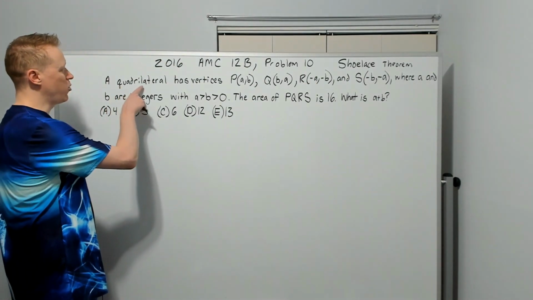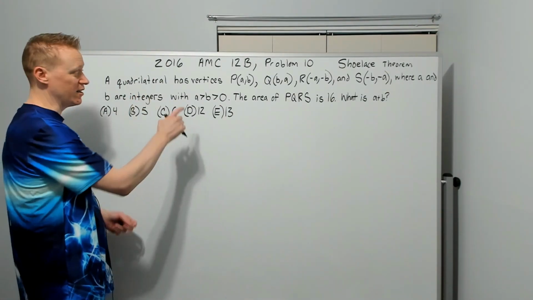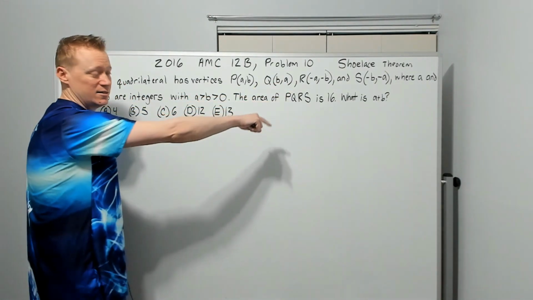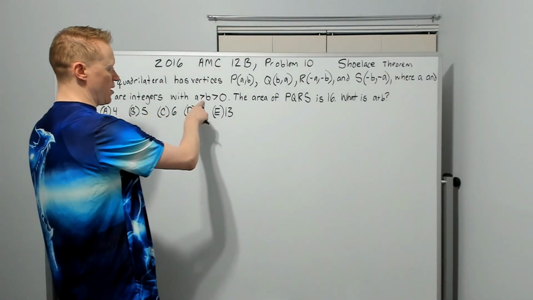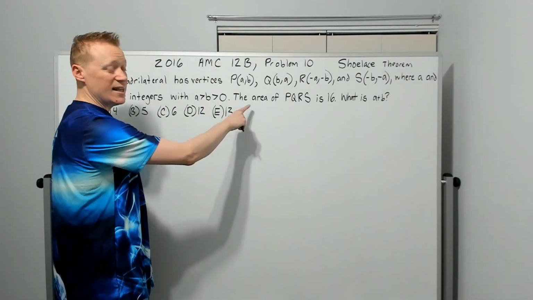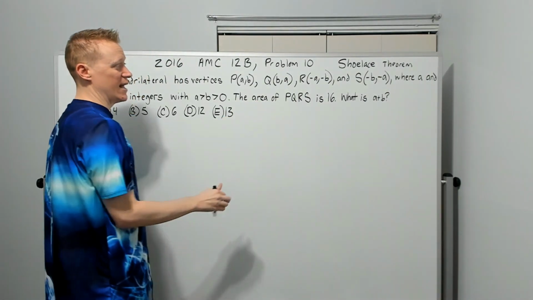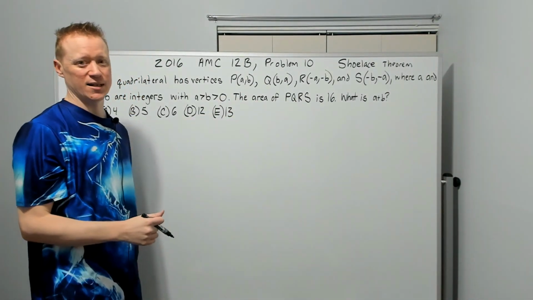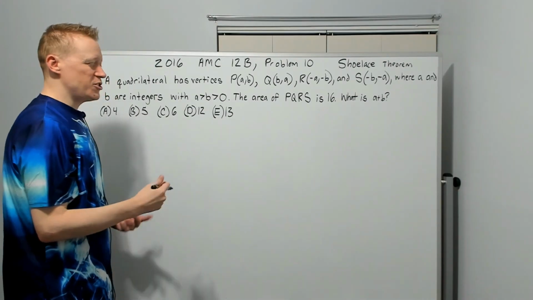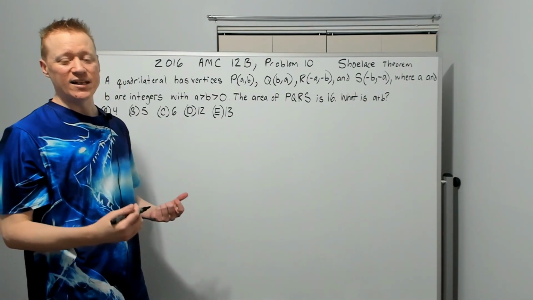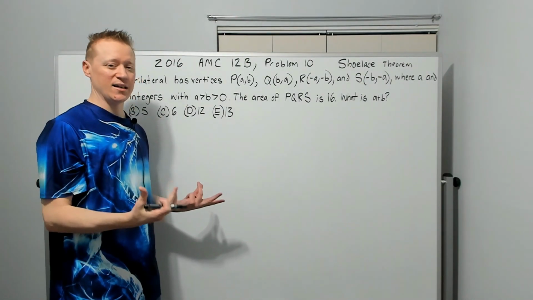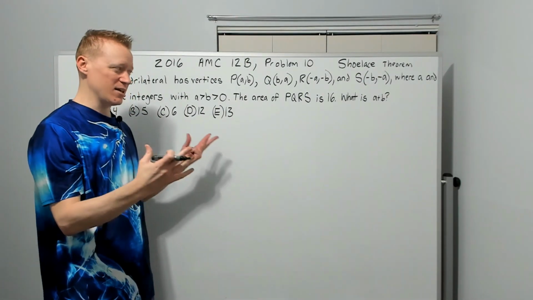A quadrilateral, four-sided figure, has vertices there, where a and b are integers with a greater than b greater than 0. The area of PQRS is 16. What is a plus b? The Shoelace Theorem is essentially a way to find the area of any n-gon, right? Any polygon. It doesn't have to be regular. It can be irregular. It doesn't matter.